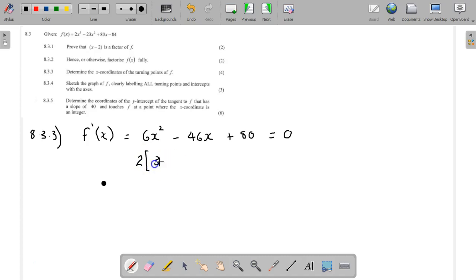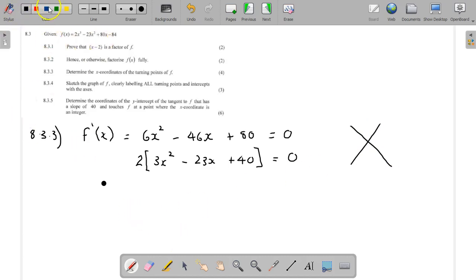and then I have 3x squared minus 23x plus 40 is equal to 0. And note that if I divide both sides by 2, I can get rid of the 2. Now, what I have here is a quadratic equation, also an equation of a parabola. So I'm going to use the cross method to factorize this.